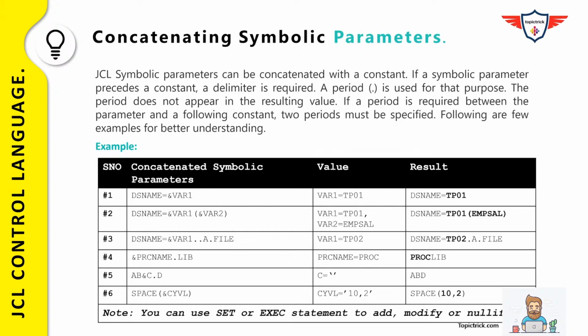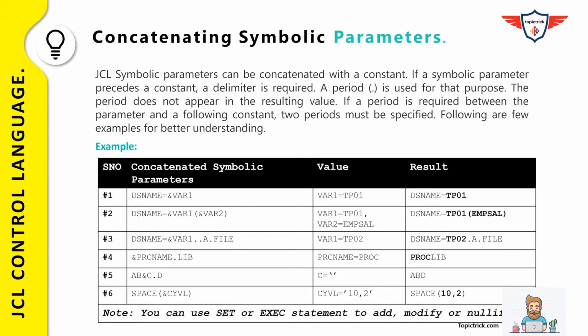So in the first example, you have a DSN name followed by an equal sign, and after that you have a symbolic parameter that is &VAR1. And the value that I've assigned to this is TP01. So the output is TP01. So the DSN followed by equal sign is going to have TP01 once it is translated, when you run your JCL.